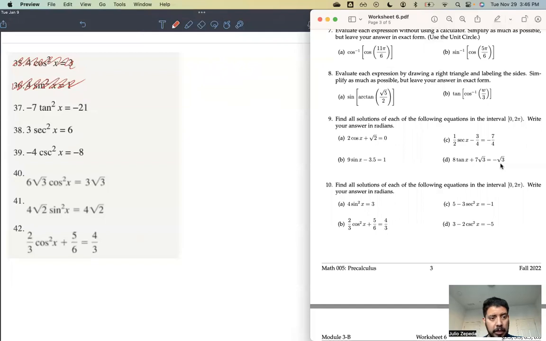And why not? Let's do one that has cosecant in it. All right, so we'll do 39, and this will be our last example. -4 cosecant squared x equals -8. Okay, so how do we do this problem here? We want to isolate the trig function. So we'll divide by -4. And we get cosecant squared x equals 2. And so a couple of ways to do this.